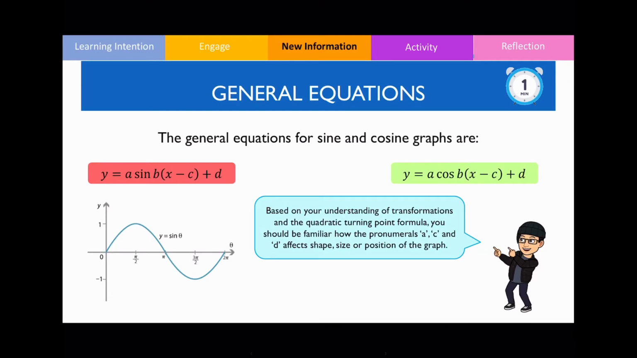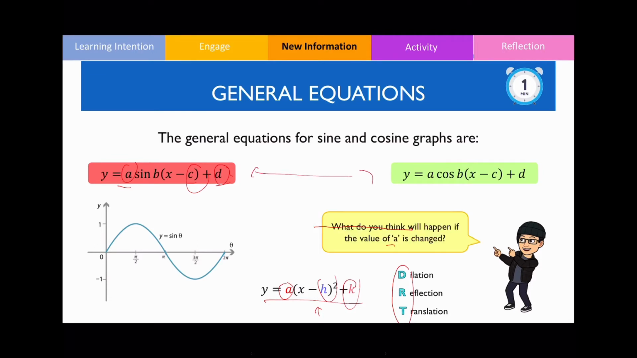Now, based on your understanding of transformations and the quadratic turning point formula, you should know what A, C, and D do in terms of the shape, size, or position. So if you guys recall, this is what the general formula of the quadratic turning point formula is going to be. And this is a nice acronym to remember the transformations. So DRT, so dilation, reflection, and translations. And as I said, A, C, and D and K, these are very similar. So if you understand what this turning point formula expresses, then you should understand what each of these letters represent as well.